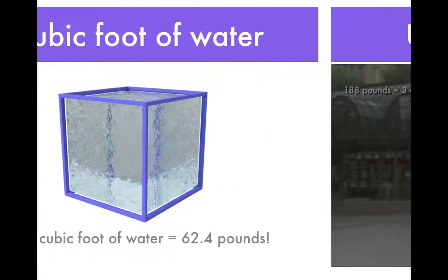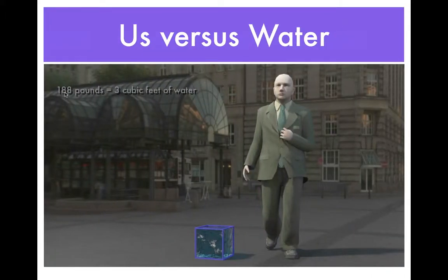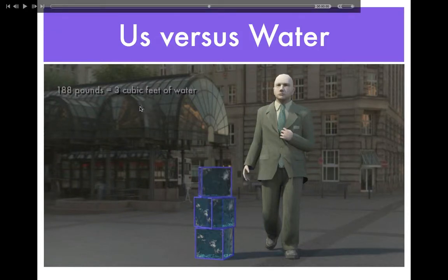All right, so that gets us back to 188 pounds equals basically 3 cubic feet of water. So you can see here's our guy, and if we put him on a scale or on a balance beam, this is the amount of water that would equal his weight. And that means that 3 cubic feet in the boat will displace enough water to keep him afloat.